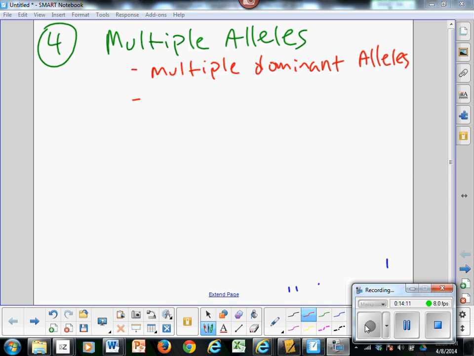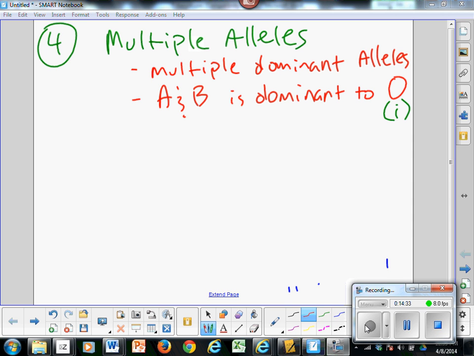A and B are dominant to O. And we'll symbolize O with just a little i.